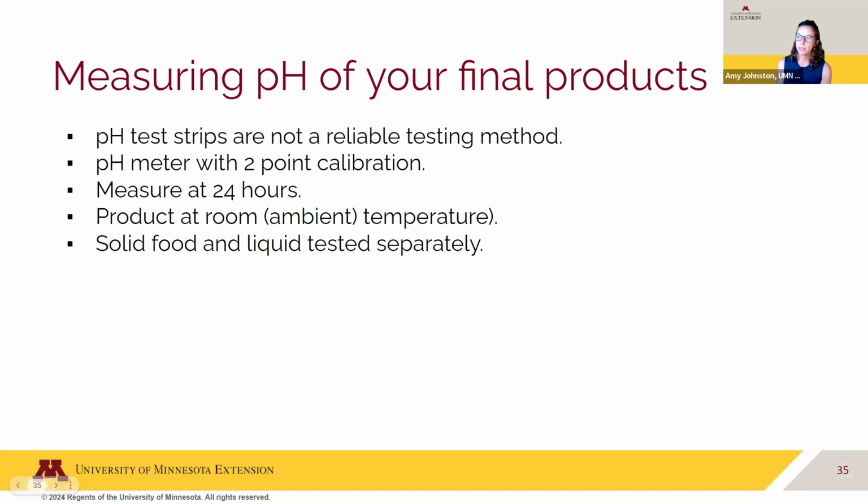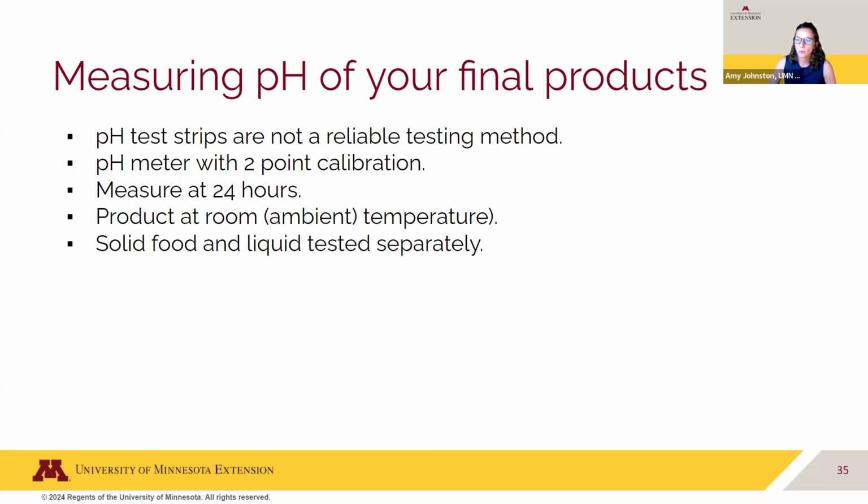So for measuring the pH of your final products, pH test strips are not a reliable testing method. You want to use a pH meter with a 2-point calibration. What that means is there's two solutions, usually an acidic solution and a neutral solution, that are those reference points for the meter, so you know that it's reading correctly. And then again, you'll measure at 24 hours.